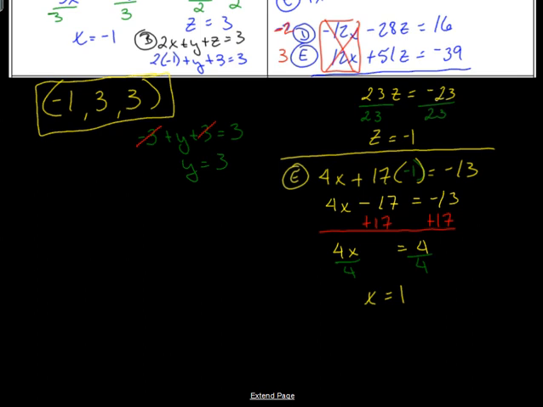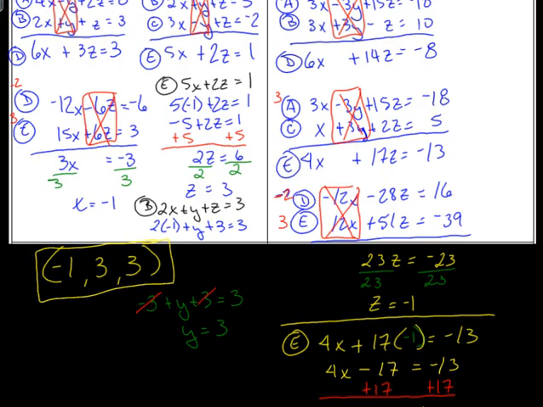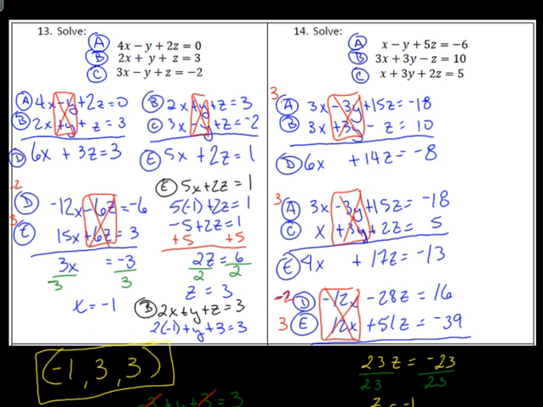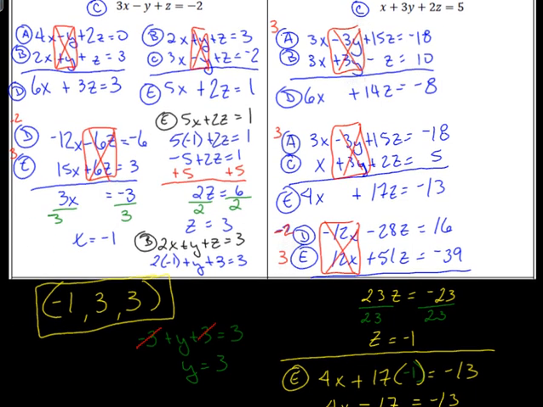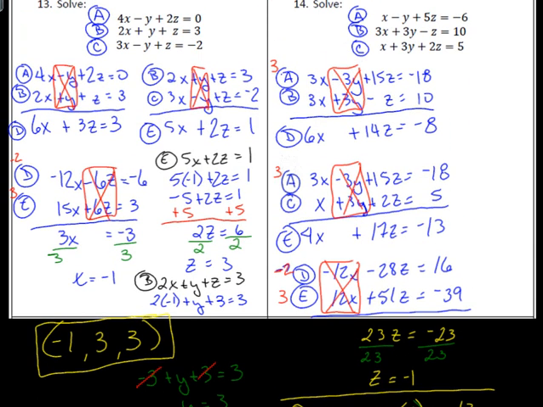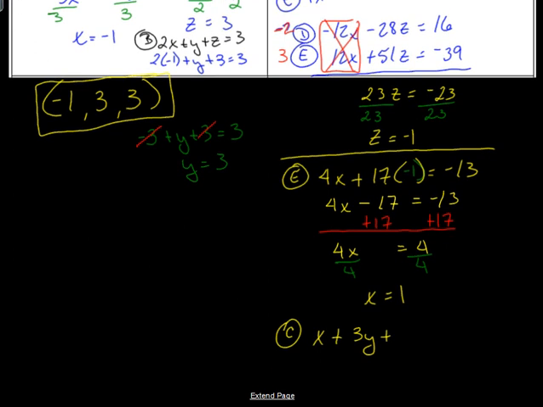I now need to go back to one of my original equations. So I come back up here and look and see. I have A, B, and C. I'm going to use equation C because everything is positive. So that's x plus 3y plus, make sure I write these down correctly, 2z is equal to 5.